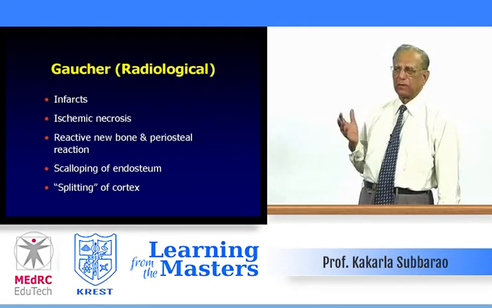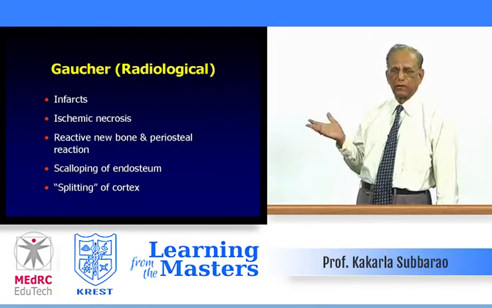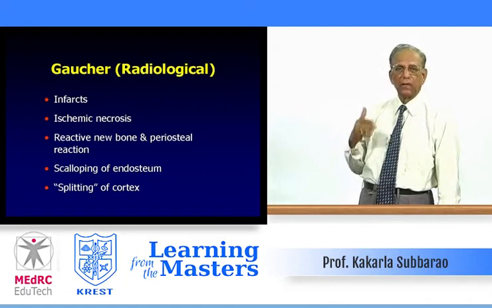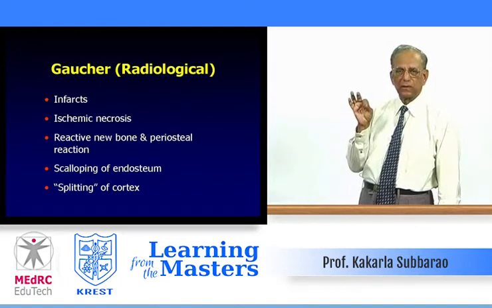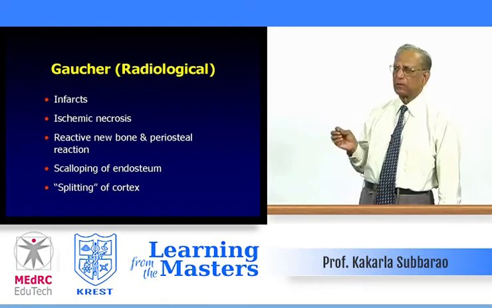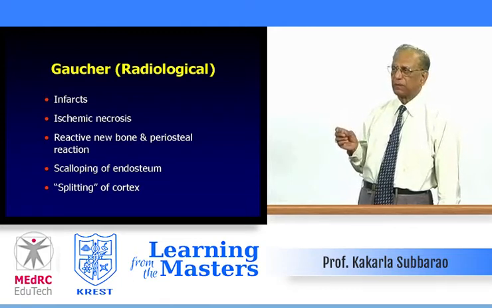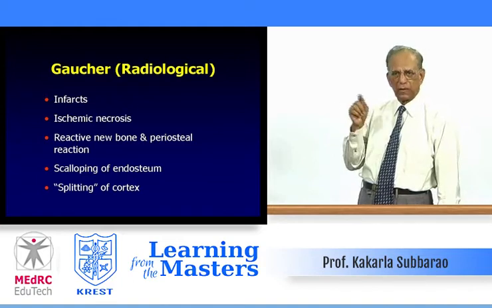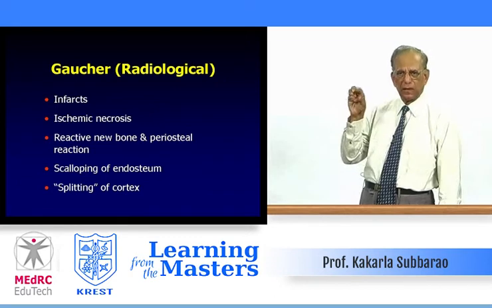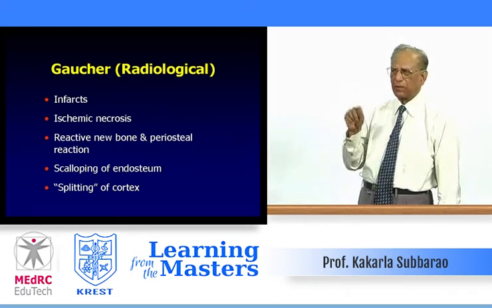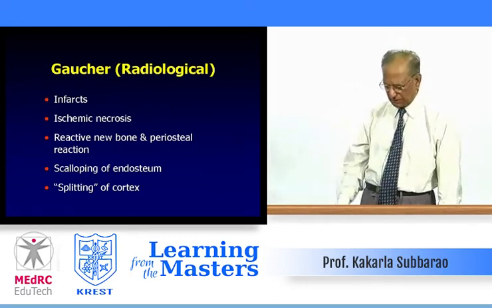Radiologically, this is important for us. How do you diagnose Gaucher disease? Although rare in India, still occasionally we come across it. Infarcts, because the Gaucher cells occlude the vessels. Ischemic necrosis of the articular ends, reactive new bone and periosteal reaction, scalloping of the endosteum, proliferation of the cells in the spongiosa, that's why there is scalloping, splitting of the cortex.